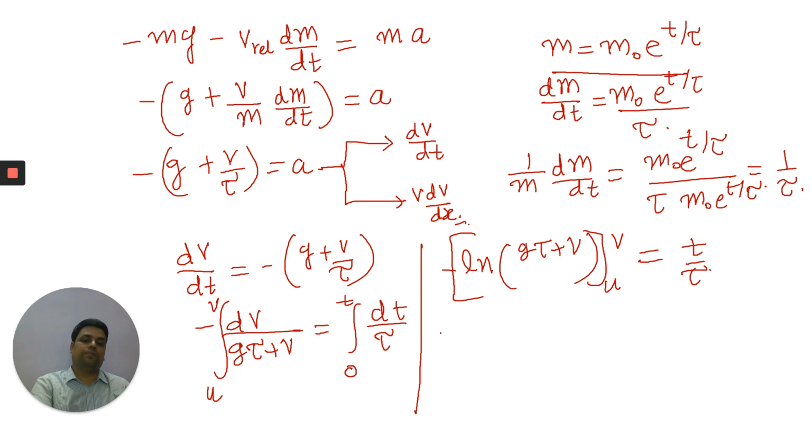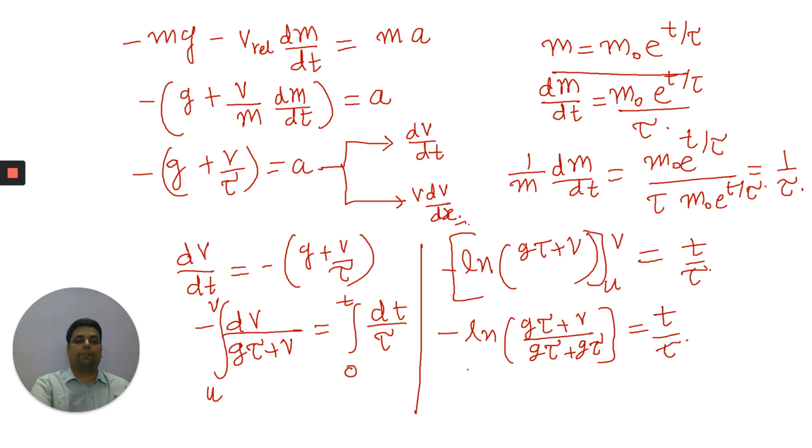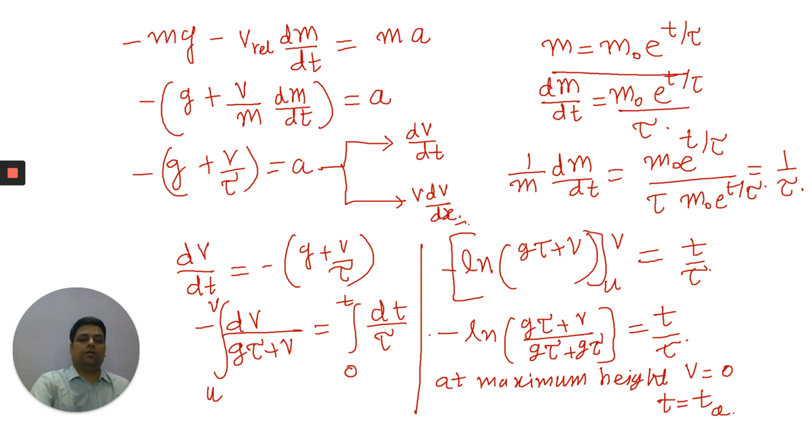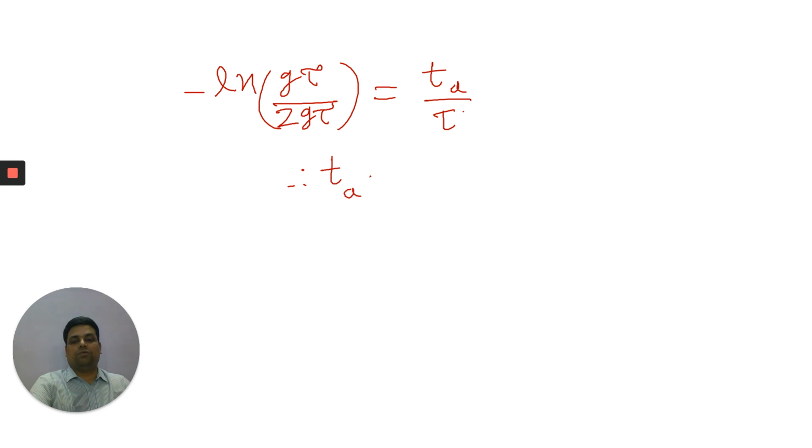I'm asked to give the time of ascent. So first of all, I'll make that ln of g tau plus v by g tau plus u. And g tau plus u is nothing but 2 g tau. So that would be the expression. At maximum height, we can substitute v equal to 0 and t equal to the time of ascent. So I would have minus ln of g tau by 2 g tau equal to time of ascent by tau. Therefore, the time of ascent is tau ln 2. That's the time of ascent.